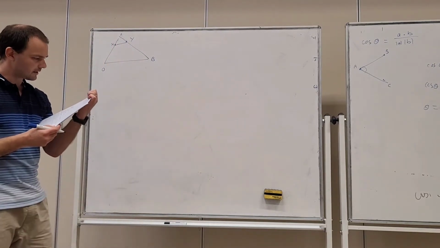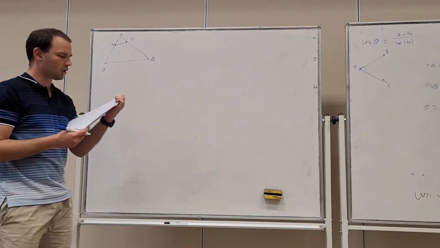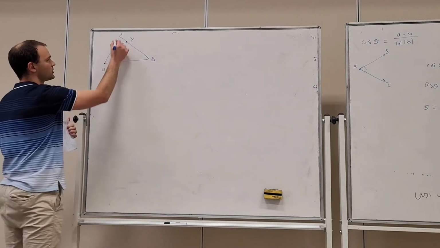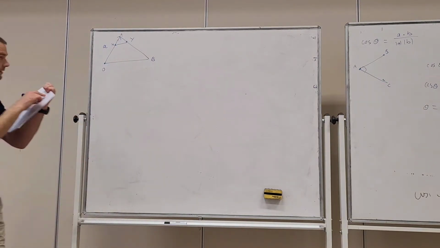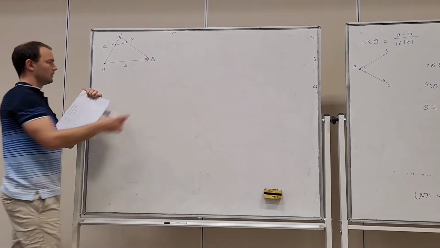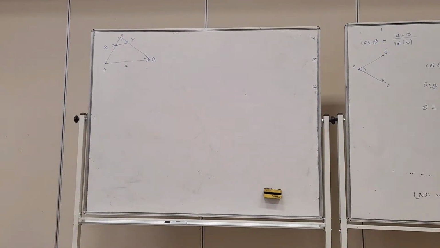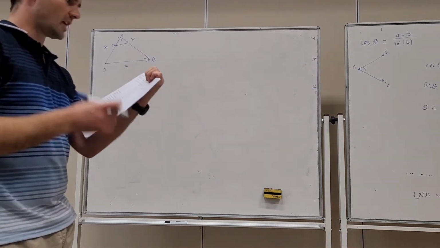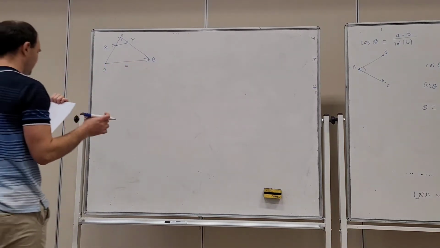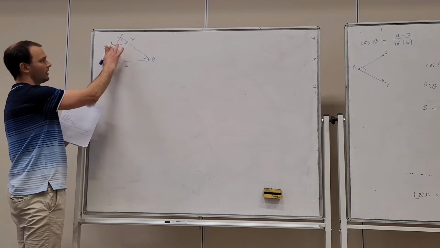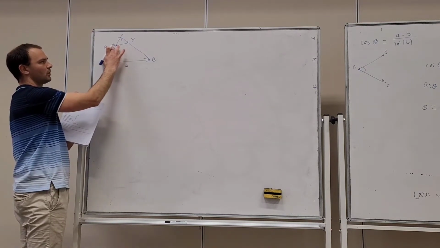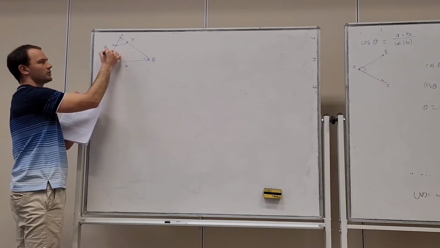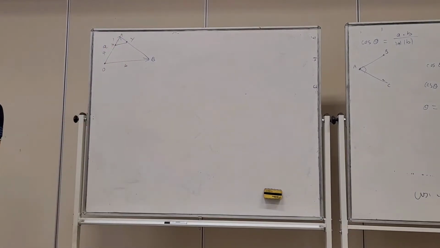We've got, consider the triangle OAB in which OA, so from O to A, is equal to A. And OB is equal to B. All right. Points X and Y lie on OA and AB respectively, such that OX is equal to 4 times XA. OX is equal to 4 times XA. So this is 4 times longer than this.